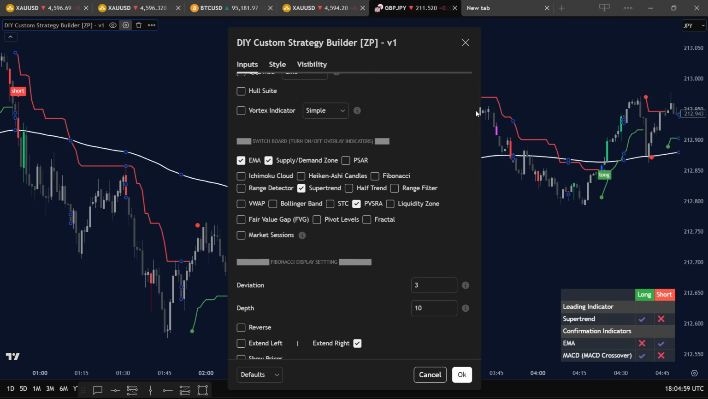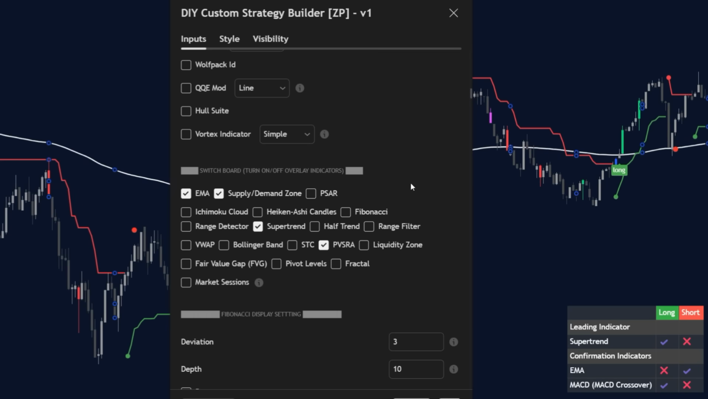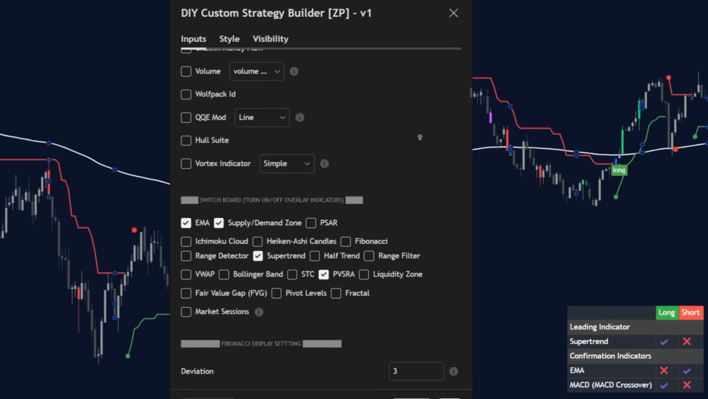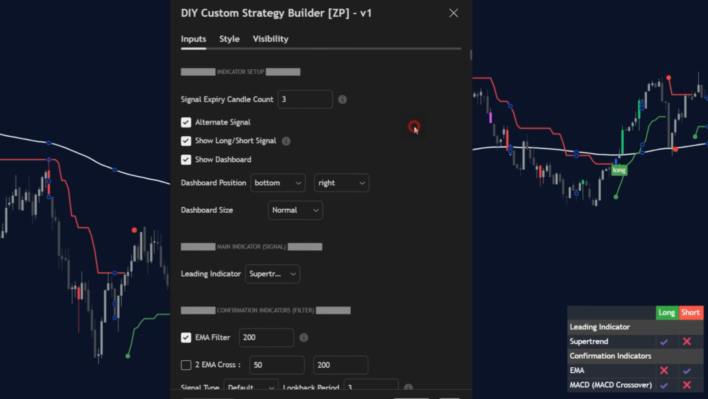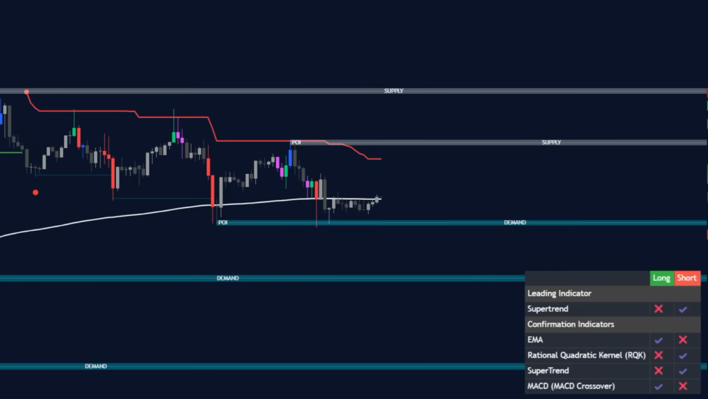Finally, go to the switchboard section and turn on bar colors. This is brilliant. It paints the candles gray when the market is chopping. Rule number 1. If you get a buy signal, but the candle is gray, do not take the trade. Only take it if the candle is green. Click OK to save. Now that we have the engine running, let's look at 3 real-world examples so you know exactly how to execute this.